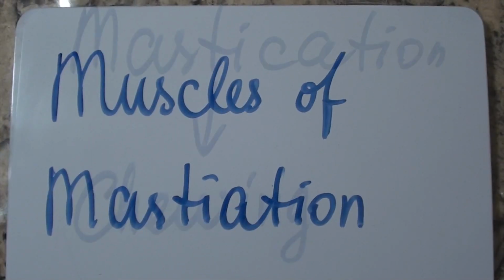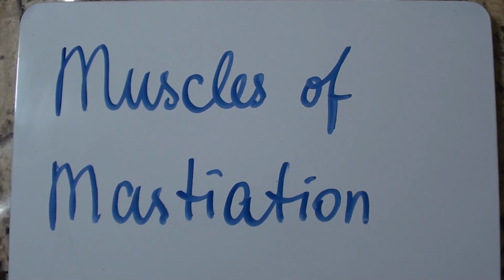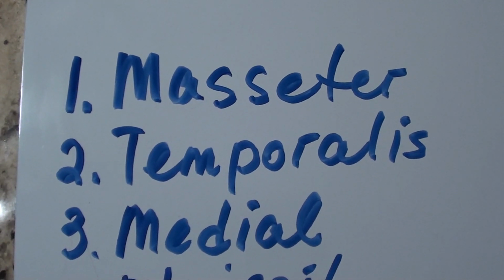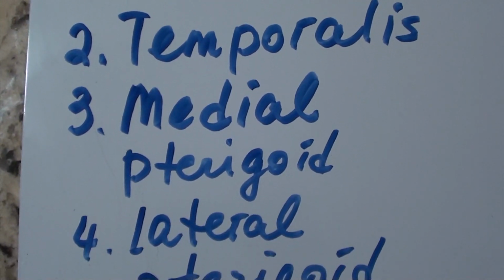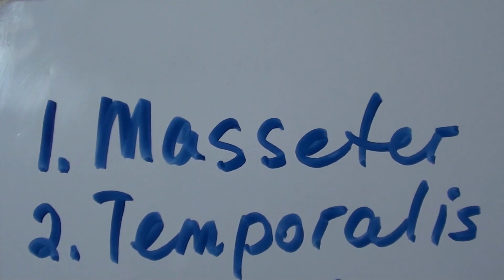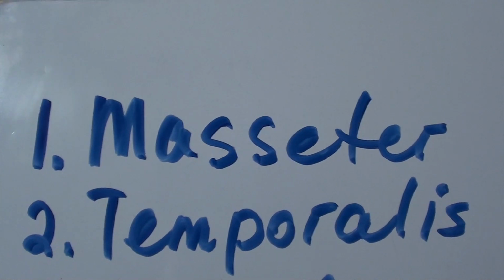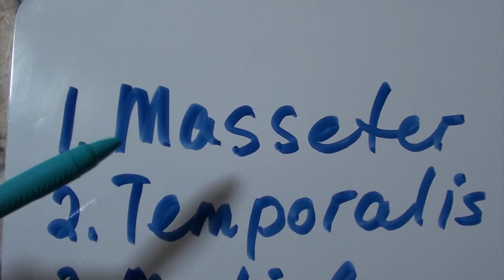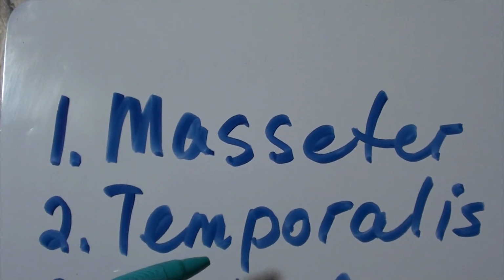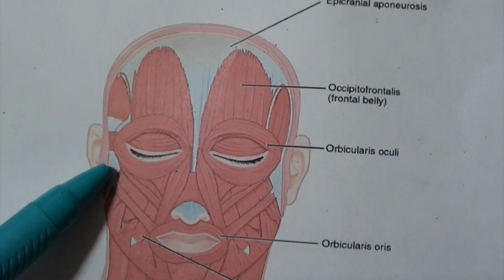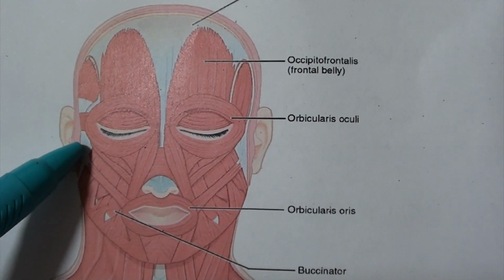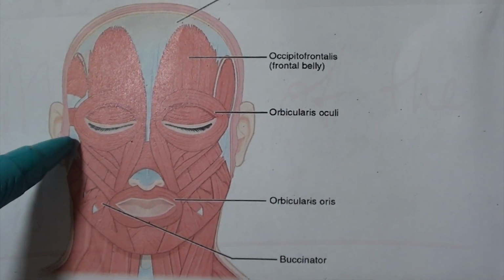Mastication means chewing. Muscles of mastication are the muscles that assist in chewing. They are masseter, temporalis, medial pterygoid, and lateral pterygoid. But mostly in the test, those two are mentioned, masseter and temporalis. Just put your finger at the temple area and start doing chewing movements and you will feel the temporalis muscles.